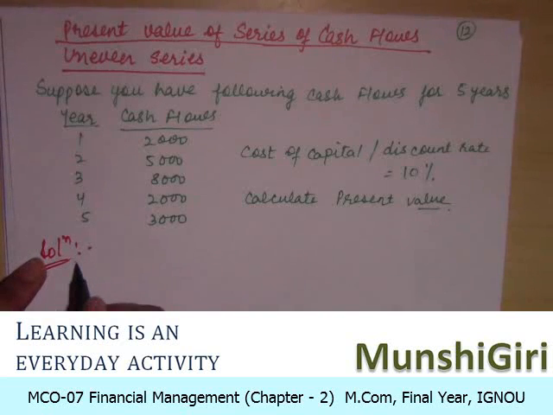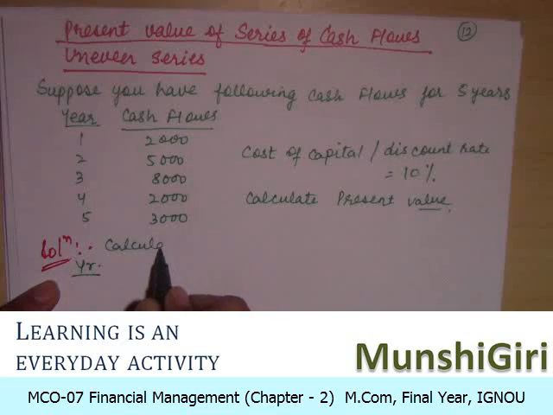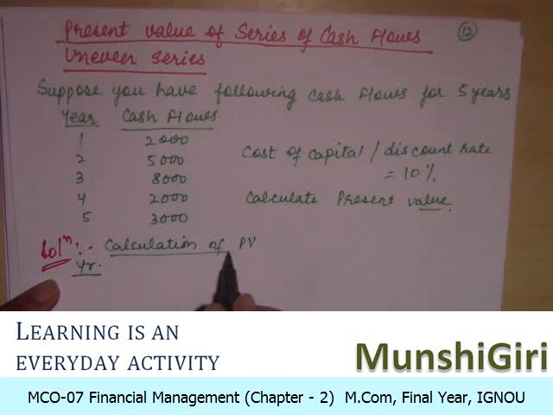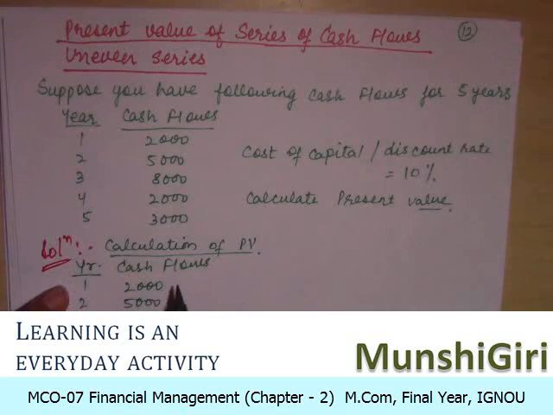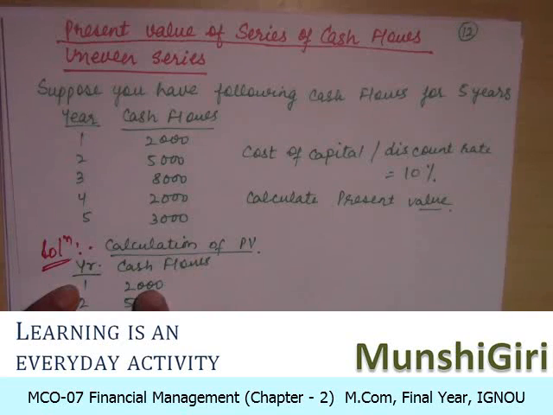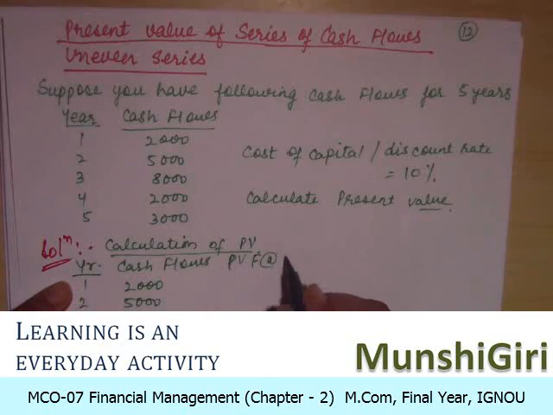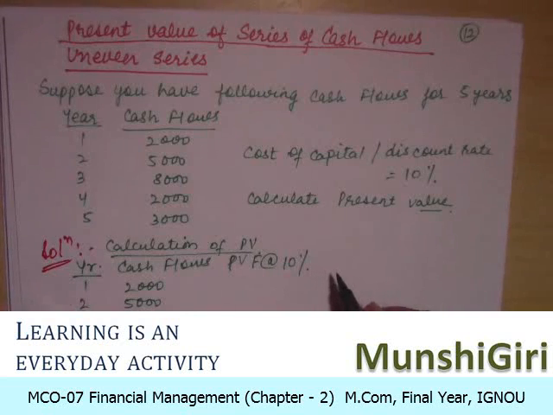In the first column we'll write down the year. This is the calculation of present value. Years 1, 2, 3, 4, 5. Cash flows 2000, 5000, 8000, 2000 and 3000. This 2000 is standing at year 1, and we have to calculate the present value for this. So we'll multiply these with the present value factors at the rate of 10%. Let's see how to calculate this.